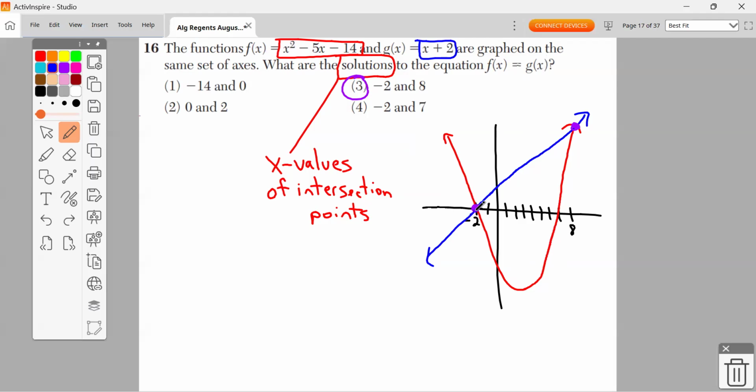So they cross at -2, 0. So -2 is an x value, and they cross at 8, whatever. So they cross at -2 and 8 as your x values. When they ask for solutions, they're talking x.